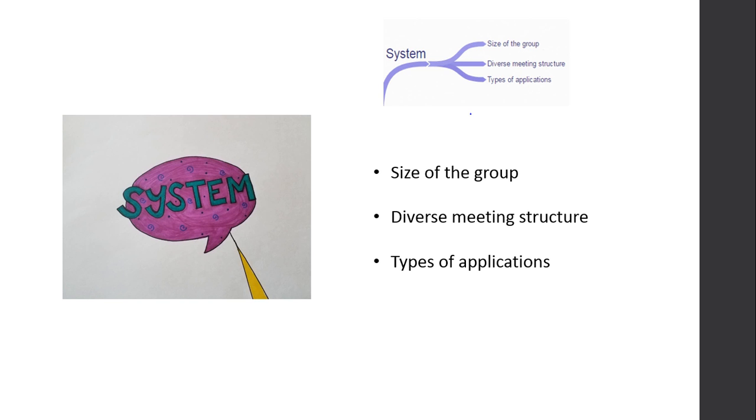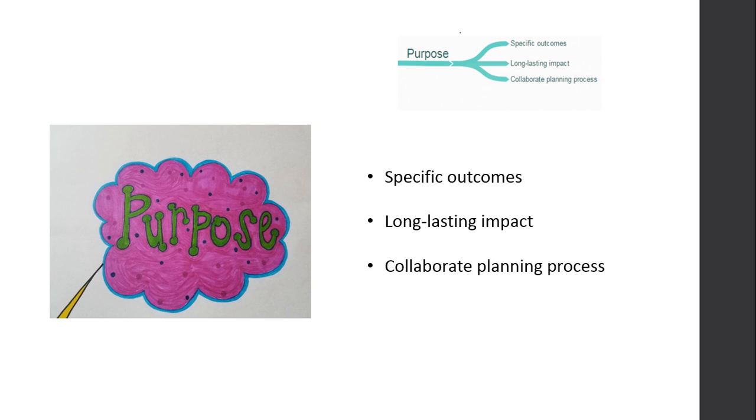Now, whether you're having a large-scale conversation or talking face-to-face, system incorporates the best environment for powerful progress. People and things working together to get something done. Size of the group, diverse meeting structure, types of applications. The purpose gives the power to the participants and makes their organizations better as a result.